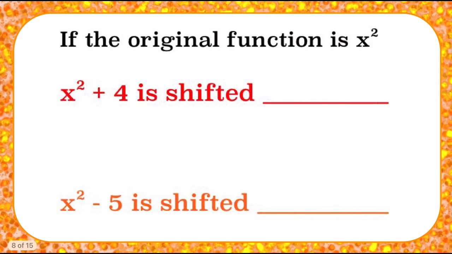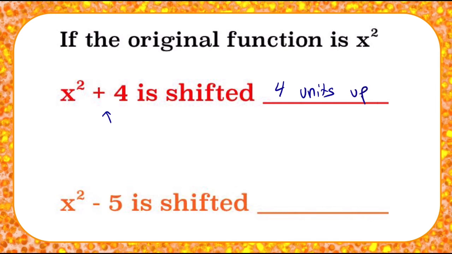Let's do some practice. Let's see if we can identify the shift and how many units that we translated. Okay, so x + 4 is shifted. To answer these questions properly on an exam or on anything, you want to include the number of units that it shifted, so 4 units. And a +4 would be up. So 4 units up.